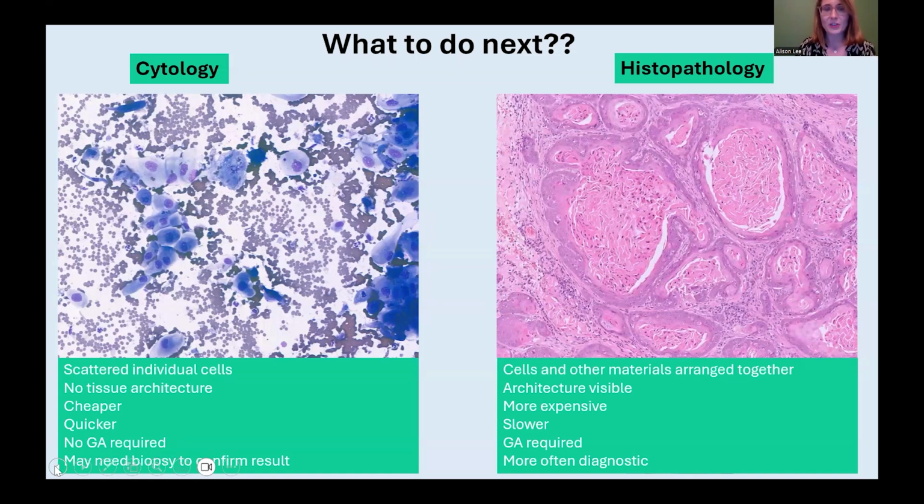It's like a one-dimensional cross-section through our tumor, so you have tissue architecture. However, it's usually more expensive. The results may take longer to come back, and often an anesthetic is required to take the sample. But you usually get a good result.